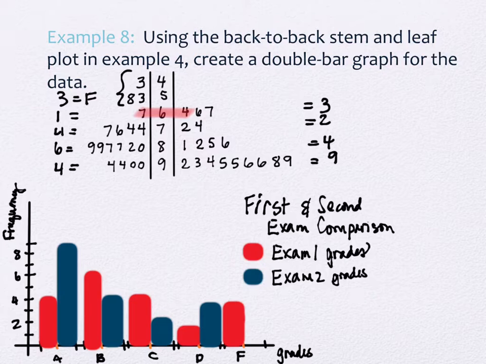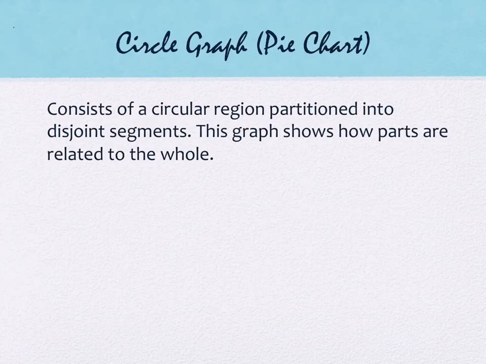All right, now we're going to use our protractor. So you ready? Okay, our last one in section 10.1 that we're going to look at is a circle graph or a pie chart. They use the names interchangeably. This consists of a circular region partitioned into disjoint segments. You've all seen pie charts before. The graph actually shows how the parts are related to the whole.